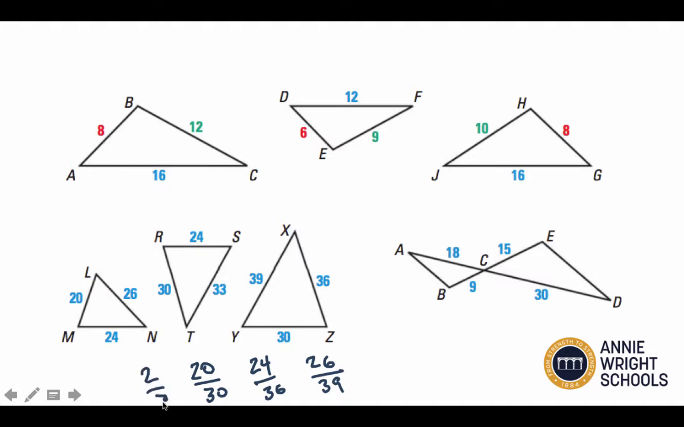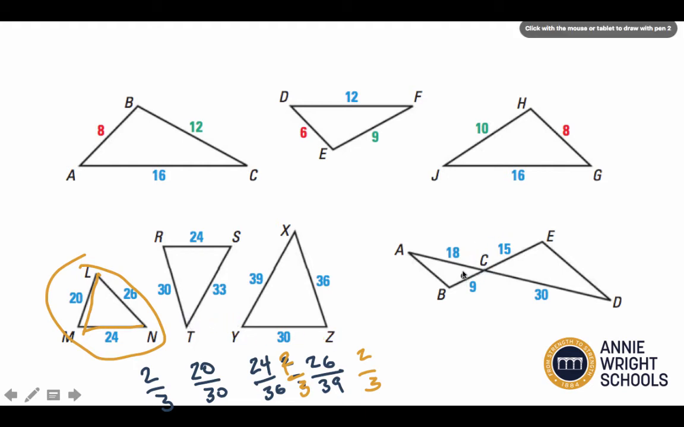This is 2 to 3. This is divided by 12, 2 to 3. This is, sorry, I should be using a different color so we're not getting confused, 2 to 3. And then 26 over 39 divided by 13, this is 2 to 3. So LMN is similar, and look at how I named that, LMN. So smallest medium. So LMN to YZX. Good?